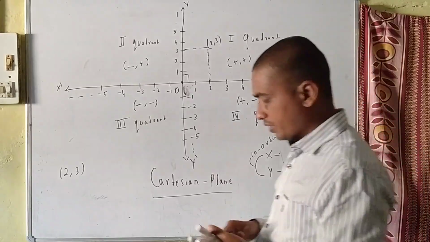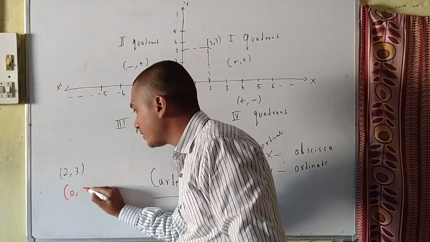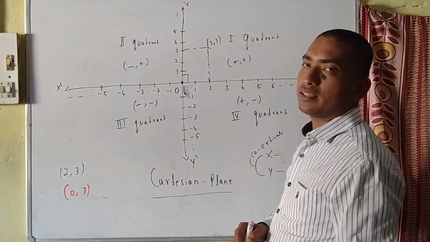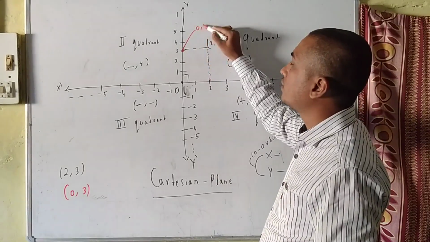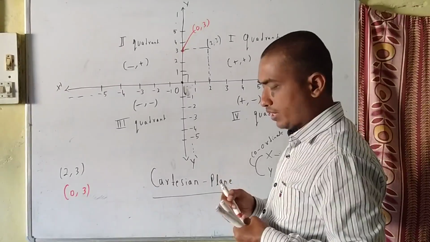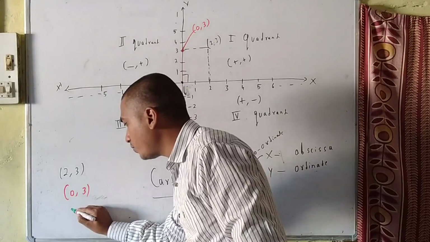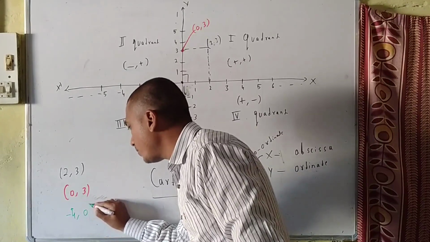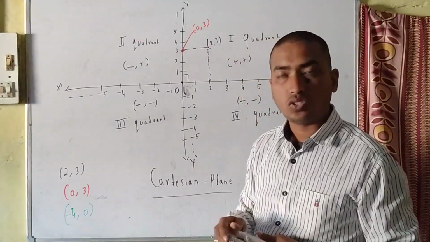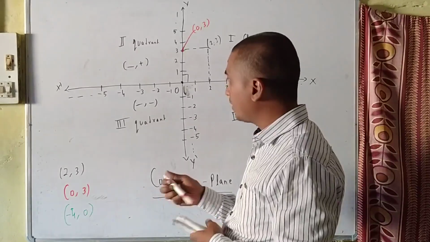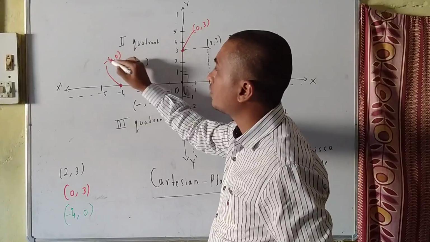And if there is any point whose x coordinate is 0 and y coordinate is something, that point lies on the y-axis, because x is 0. So this point is (0, 3). If any coordinate has y as 0 and x is something, like (-4, 0), it means this point lies only on the x-axis because its y is 0. That is this coordinate here, (-4, 0).